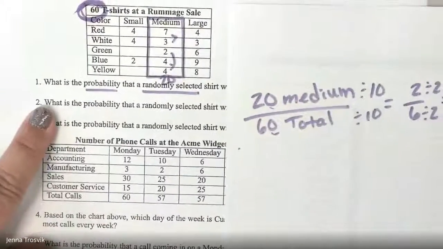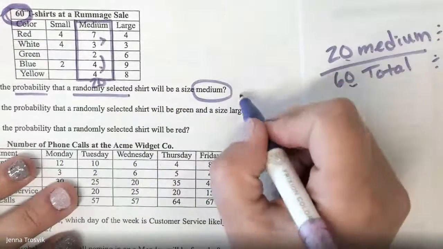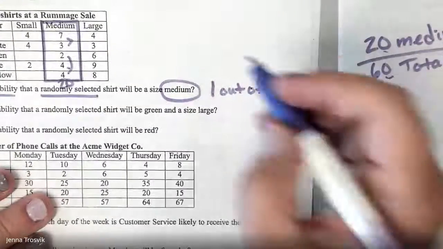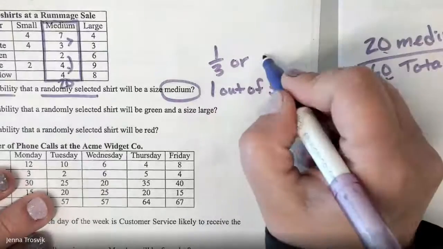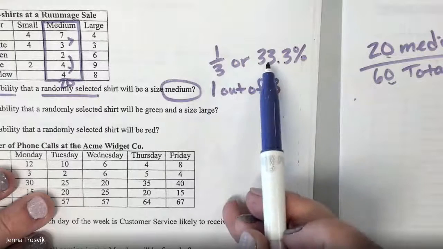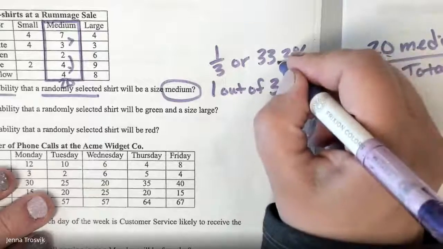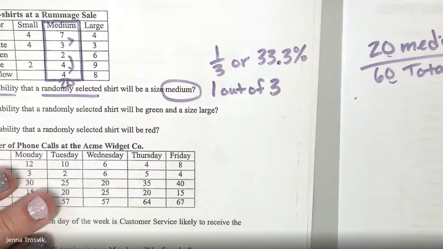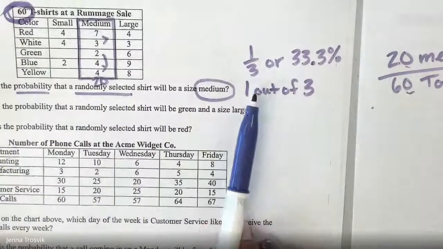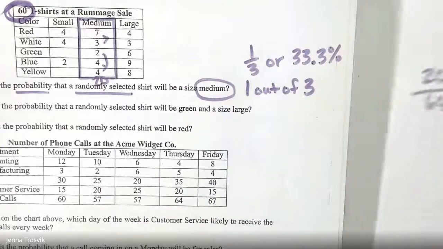So the probability that we randomly select a size medium shirt would be 1 out of 3, 1/3, or we would have a 33.3% chance. If we were to take 1 and divide by 3 on our calculator, we would get 0.33333 to infinity. And if we were to turn that back into a percent, it would be about 33.3%. Any of these should work for probability. So the probability would be 1 out of 3 chances, 1/3 chance, or 33.3% chance.